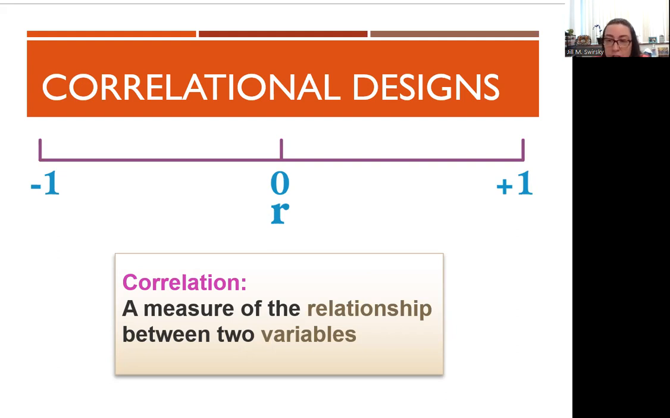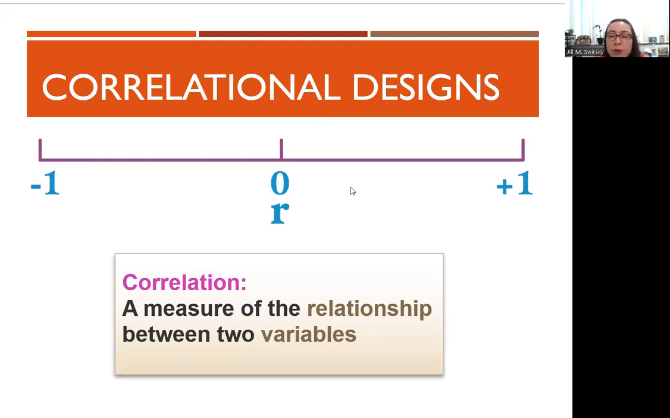Now, correlations are measured using something called a correlation coefficient. Don't worry, we're not going to go too far into stats land. I just want you to have a basic understanding. So a correlation can vary from -1 to +1. It will fall somewhere in this space.